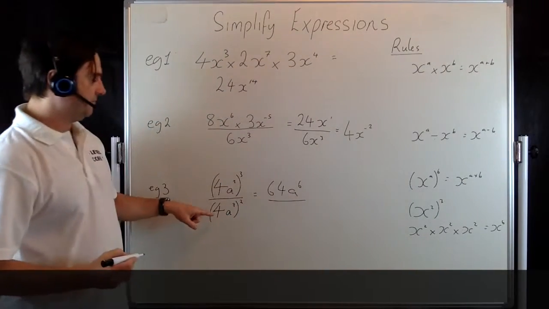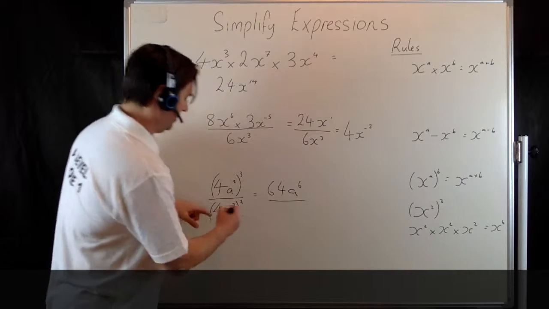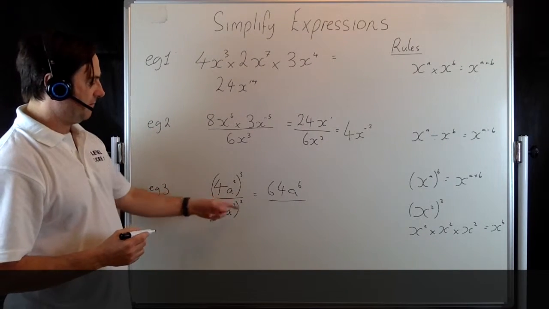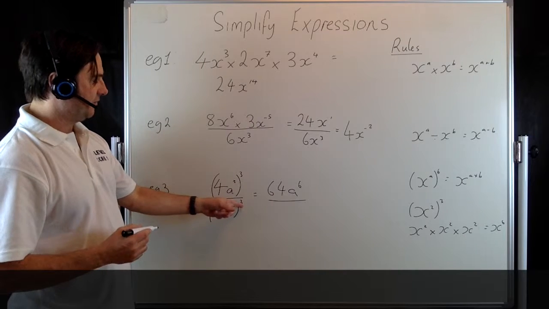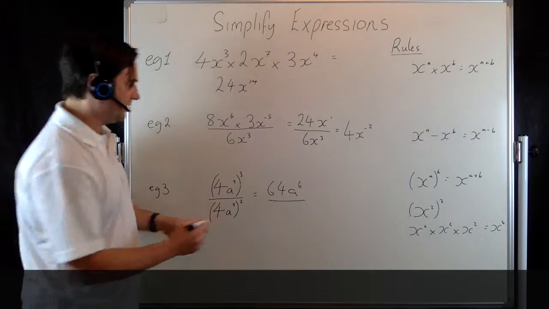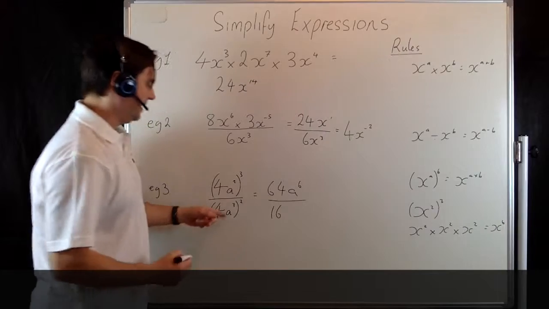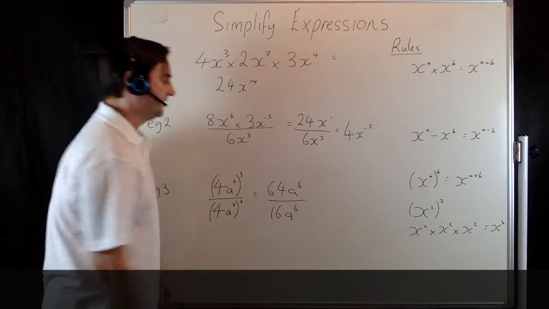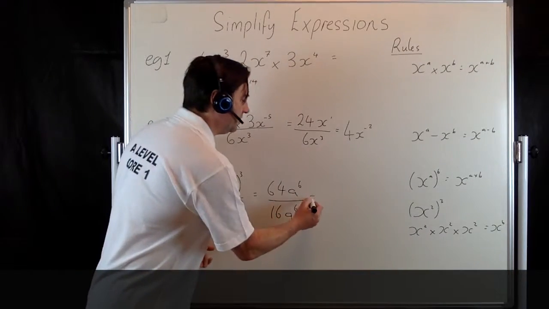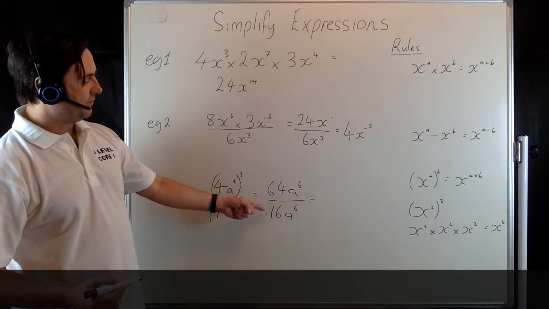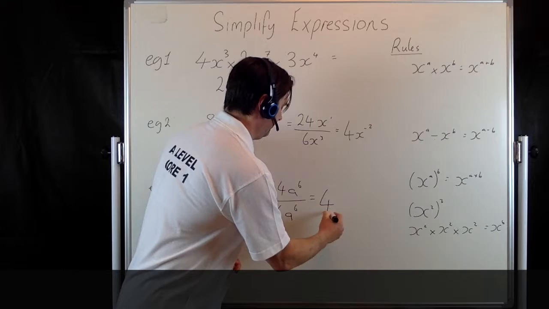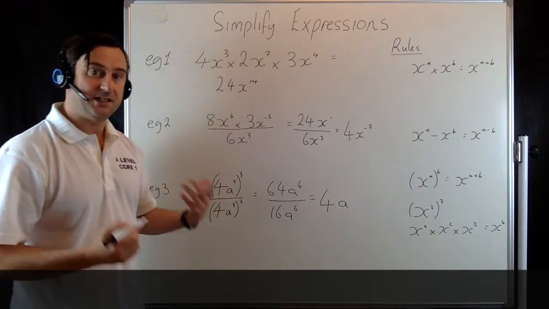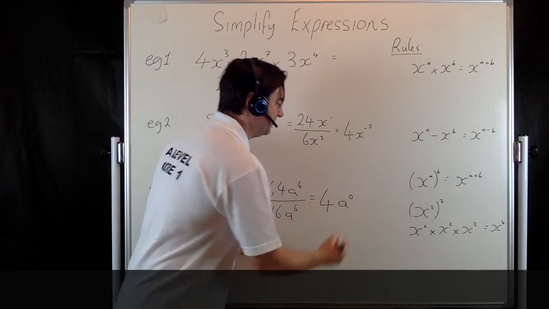And then on the bottom, we've got 4a cubed to the power 2. Use your powers law here. So the first thing you need to do is do 4 squared, which is 16. And then use your powers law, 16a to the 6. Now we can use our division law. 64 divided by 16 gives you 4. And it becomes a to the 6, take away 6, is a to the 0.